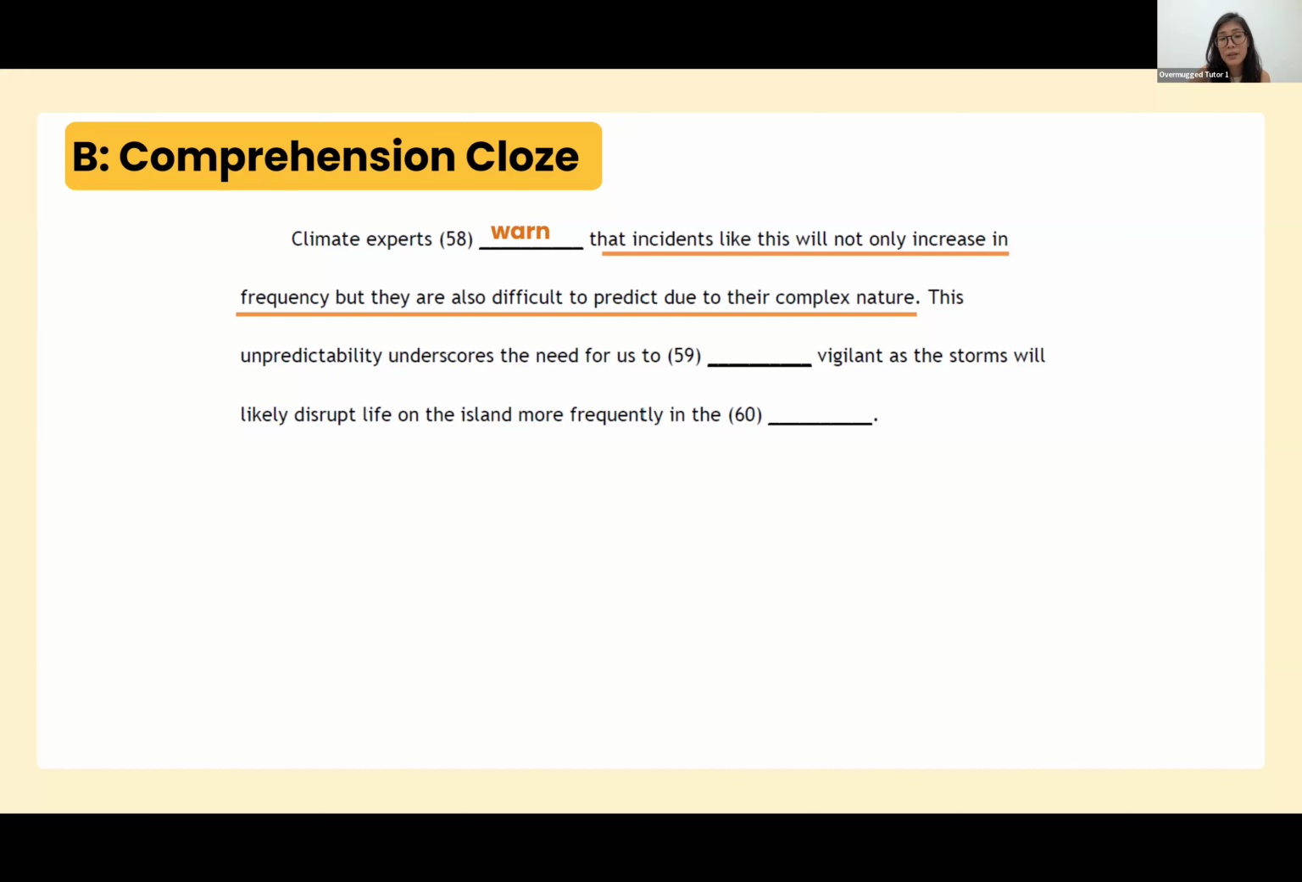Question 59. It's a phrase. Because of the unpredictability, we need to blank vigilant. In this case, we need to remain vigilant. Last one, question 60. These storms are more likely to happen in the blank. So this one, I think, was quite easy. It's in the future.